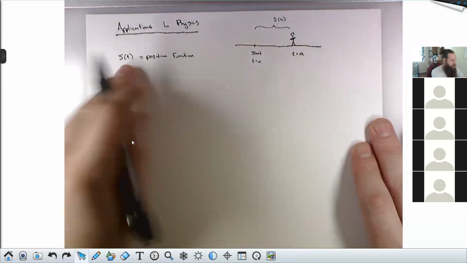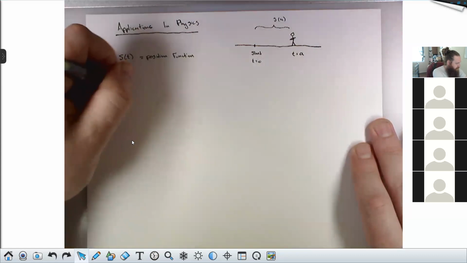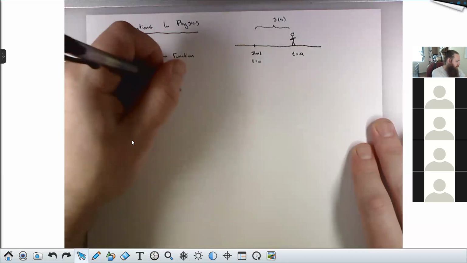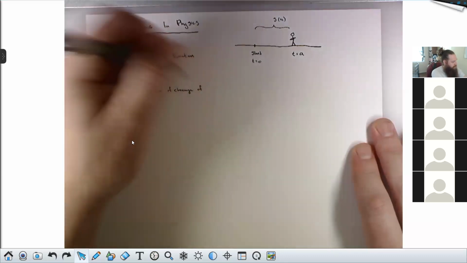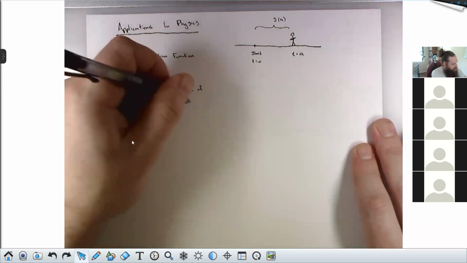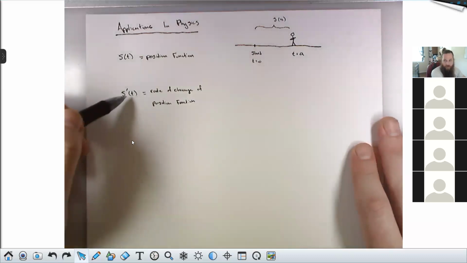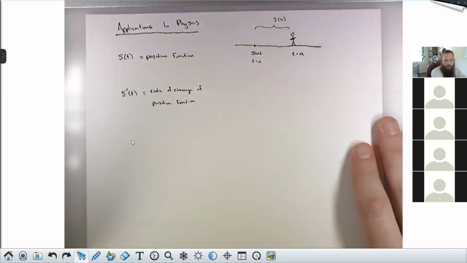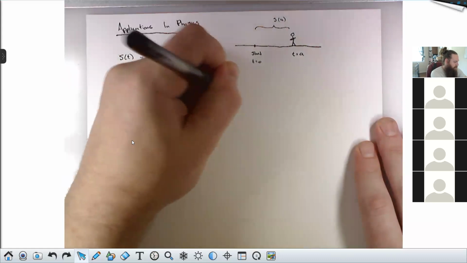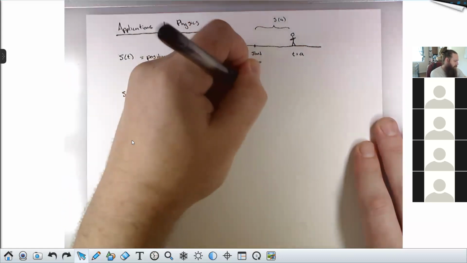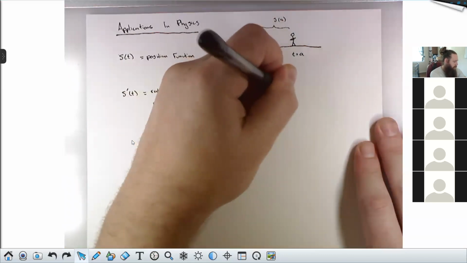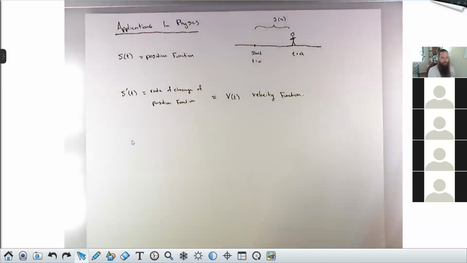The derivative of this function would be the rate of change of the position function. So how fast is your position changing over time? Everybody knows what that is. Feet per second, miles per hour, that's your speed or velocity. And we saw this last week.